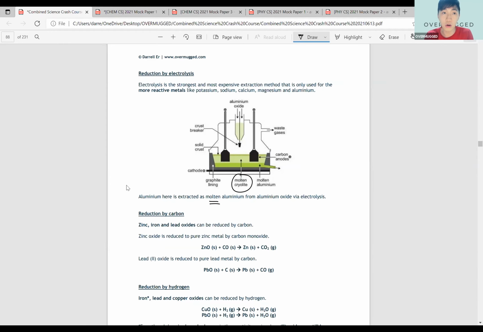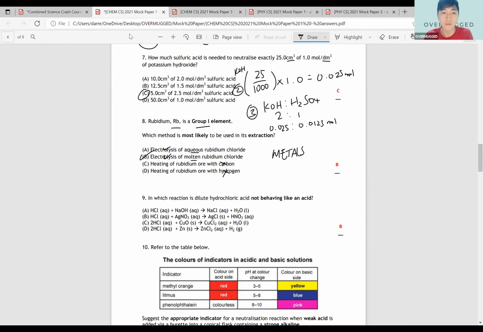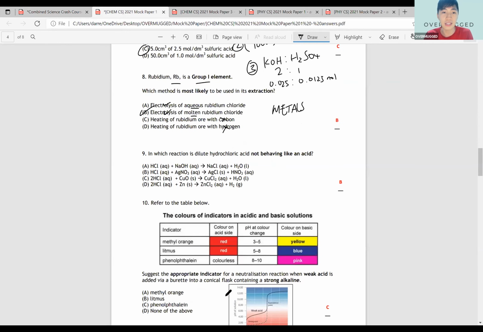Okay, so that's all you need to recall. Between molten and aqueous, you always choose the molten for electrolysis of metals. So that's about it for question 8. All right, next, question 9, let's take a look. Which reaction is dilute acid not behaving like an acid?